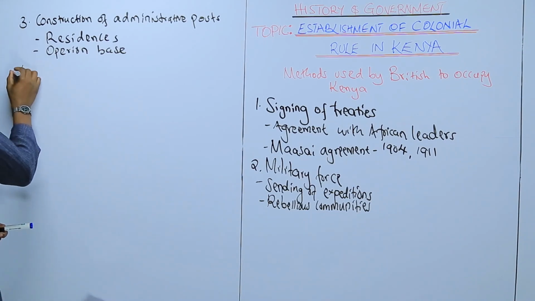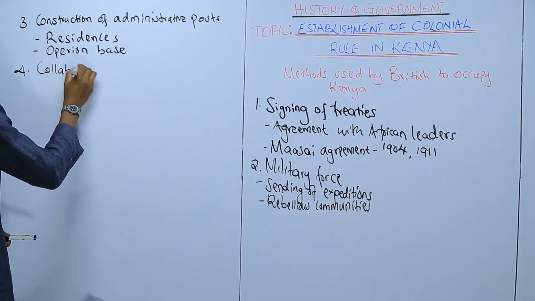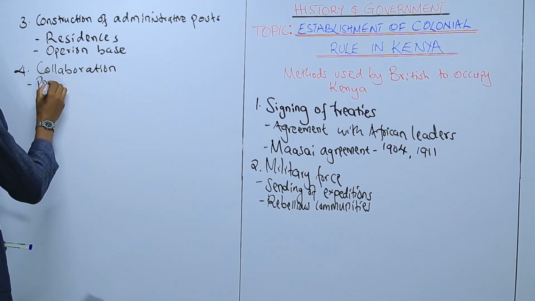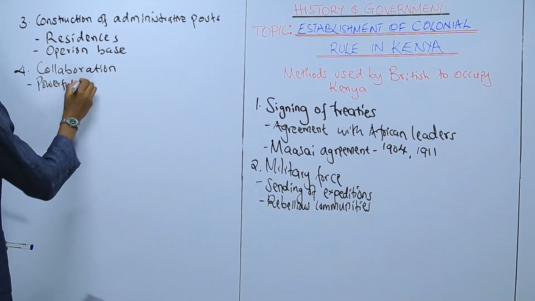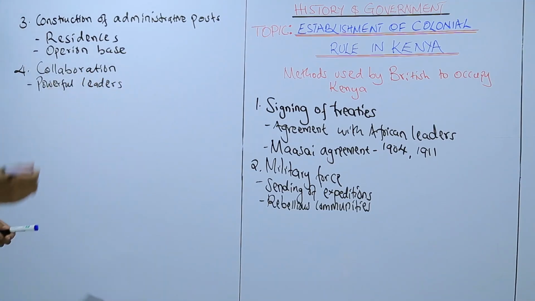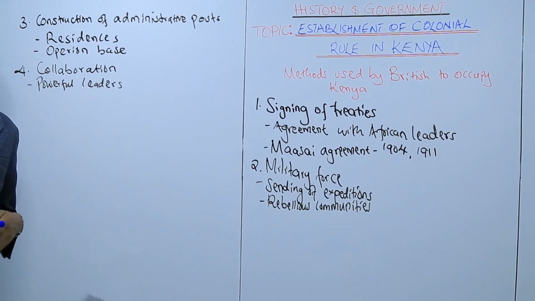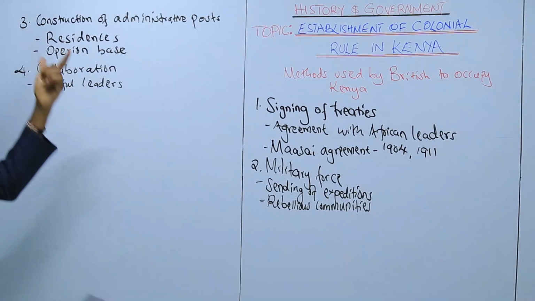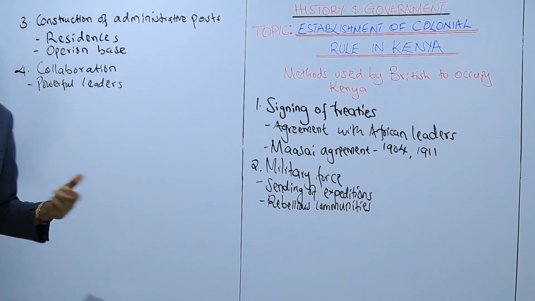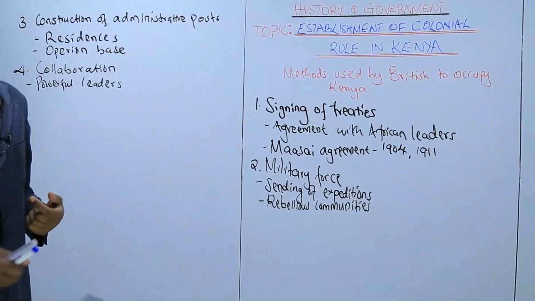Number 4 was they employed the tactic of collaboration. This was done with powerful leaders. So they approached powerful leaders and offered them protection against their enemies. So they could use these African leaders to conquer their neighbors. An example of such a collaboration was done with Lenana of the Maasai.